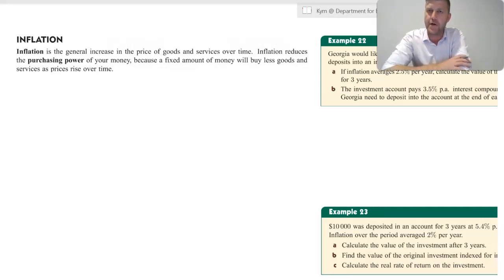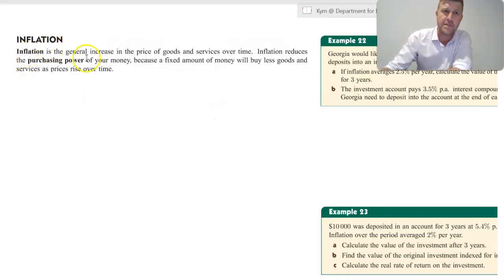The purpose of today's video is to run through a few examples for inflation for the Year 12 General Math course and the financial modelling topic in particular. We're going to be looking at indexation in one example and also the real rate of return on investment when you consider inflation. So what, first of all, is inflation in simple terms?